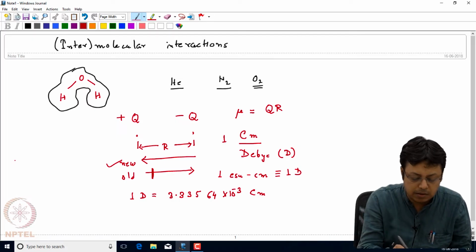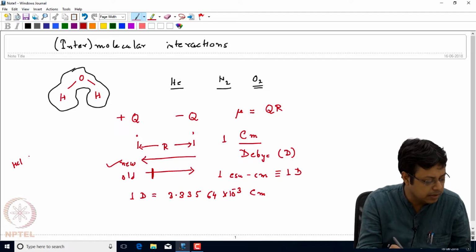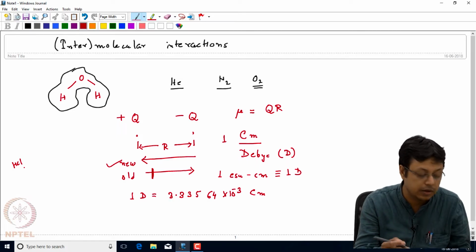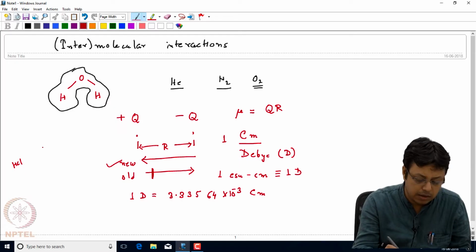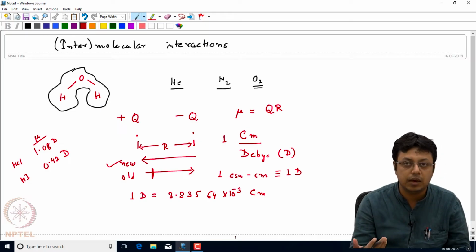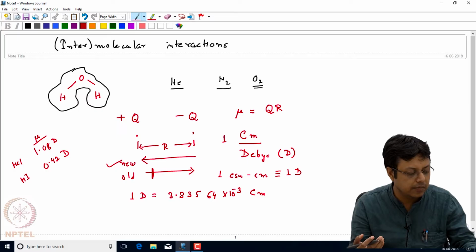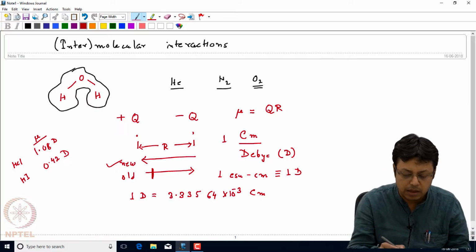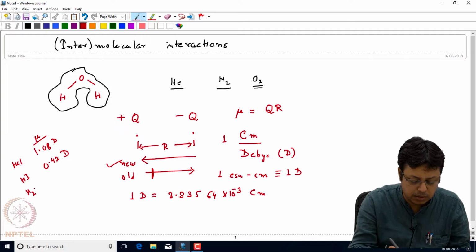For example, I can write some of the examples here. HCl, the hydrogen chloride molecule, which has a permanent electric dipole moment, has mu equal to 1.08 debye, and for HI, hydrogen iodide, it is 0.42 debye. So as you see, molecular dipole moments are on the order of a debye, so it is a very useful unit. And the first example which we started with, H2O, has a dipole moment of 1.85 debye.